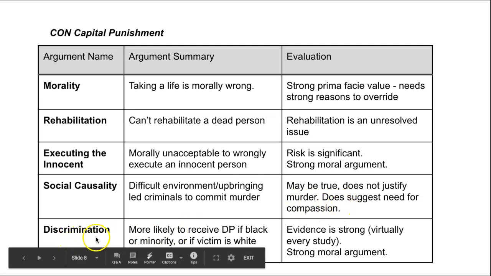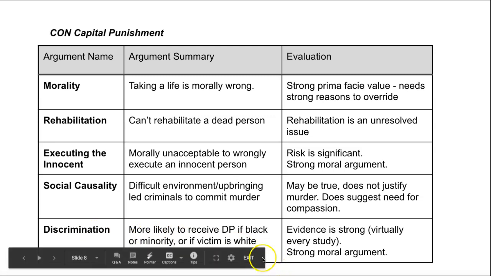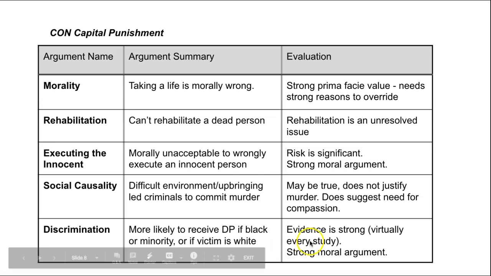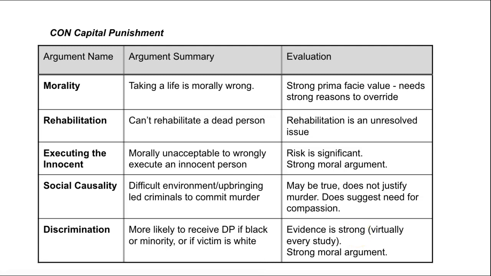The final fifth argument, labeled discrimination, is that an alleged criminal is more likely to receive the death penalty if they are black or a minority, or if the victim is white. Again, the evidence comes down very strongly in supporting this argument. Virtually every study of death penalty cases has shown a pattern of discrimination, either when considering the alleged criminal or when considering the victim.